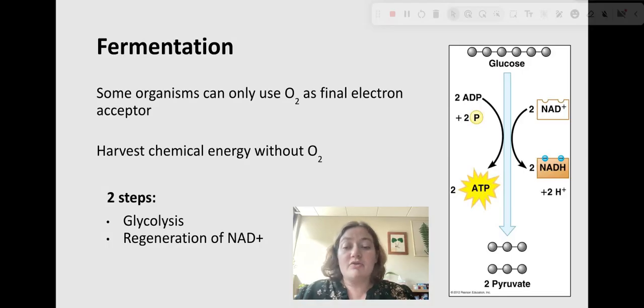And we're going to walk through a couple of examples here, but they're going to use the process known as fermentation. Now, fermentation has two steps. The first step is glycolysis, exactly the same as we've talked about. And then the second step is the regeneration of NAD+. This is a step we haven't talked about yet, but we're going to very shortly. So fermentation has two steps: glycolysis and regeneration of NAD+.